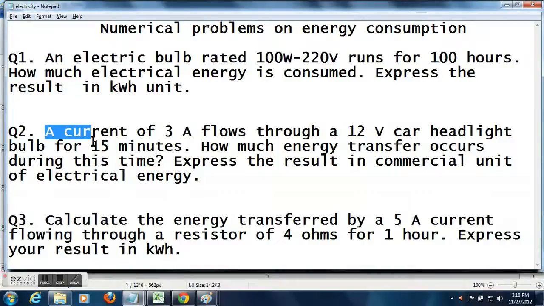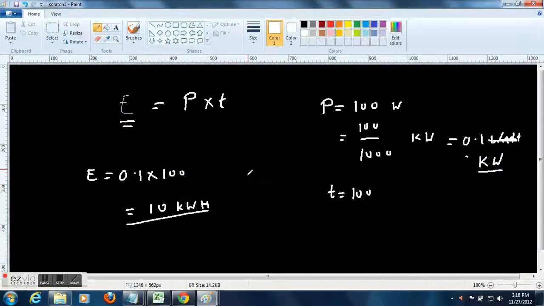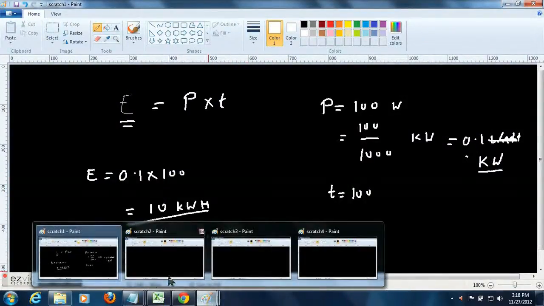A current of 3 ampere flows through a 12 volt car headlight bulb for 15 minutes. How much energy transfer occurs during this time? Express the result in commercial unit of electrical energy, that means kilowatt hour. Okay.